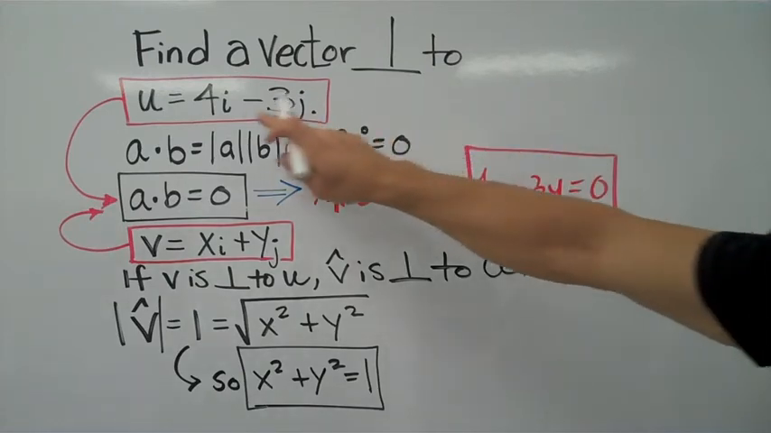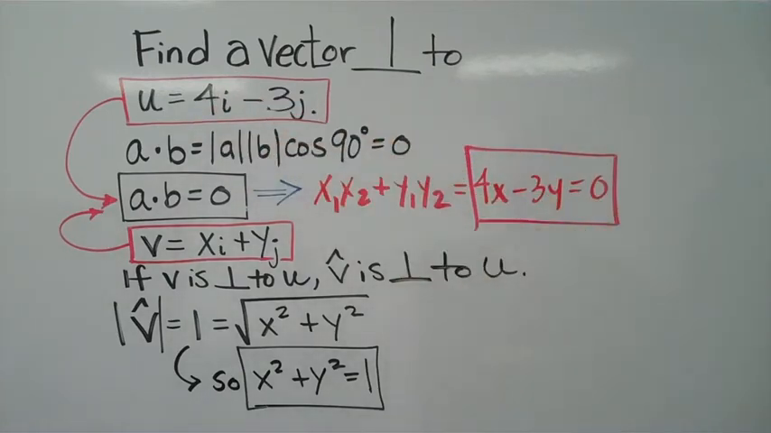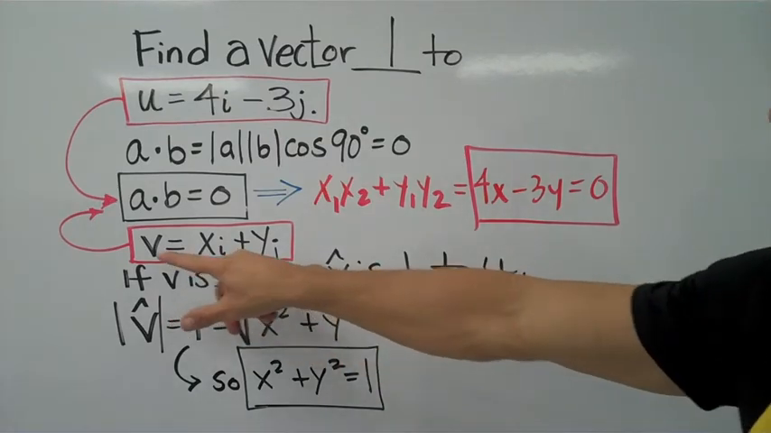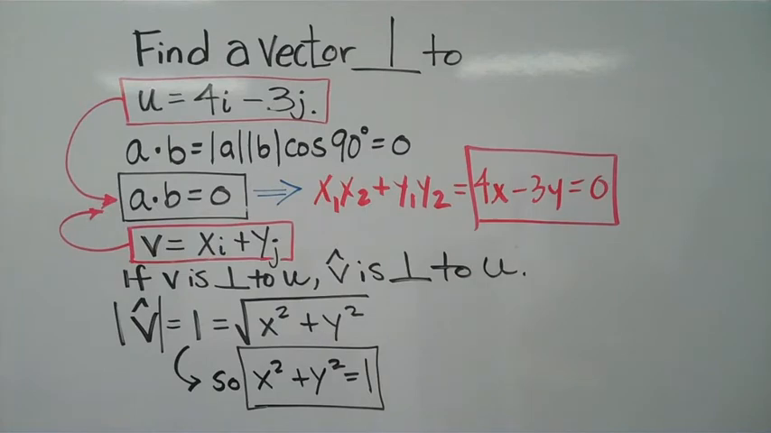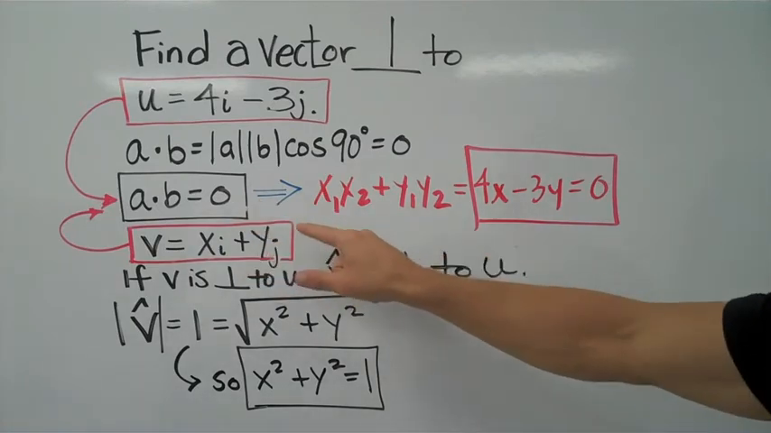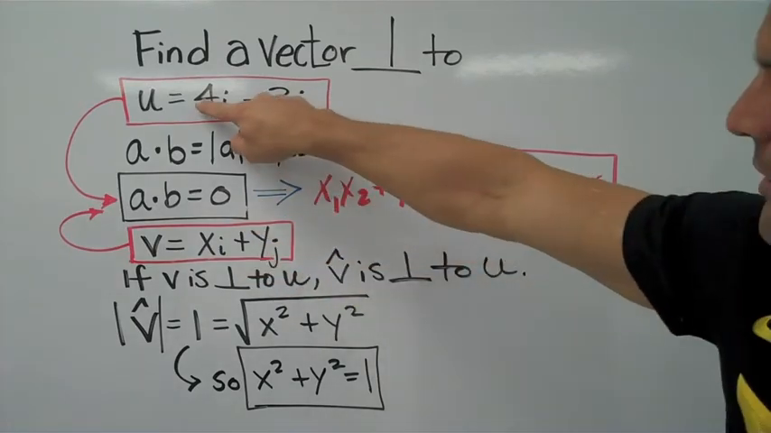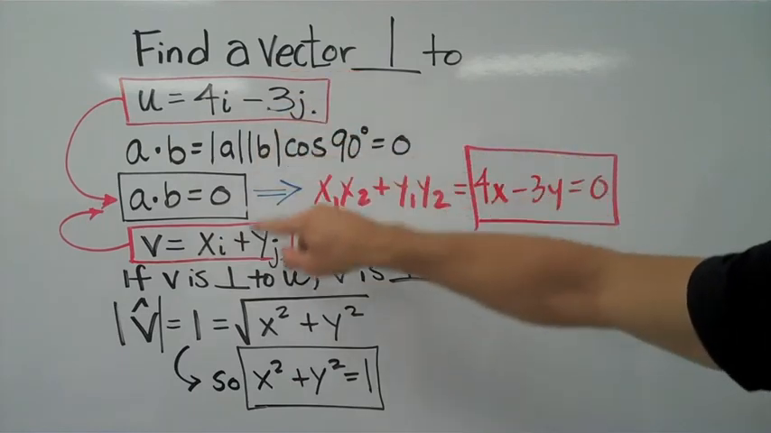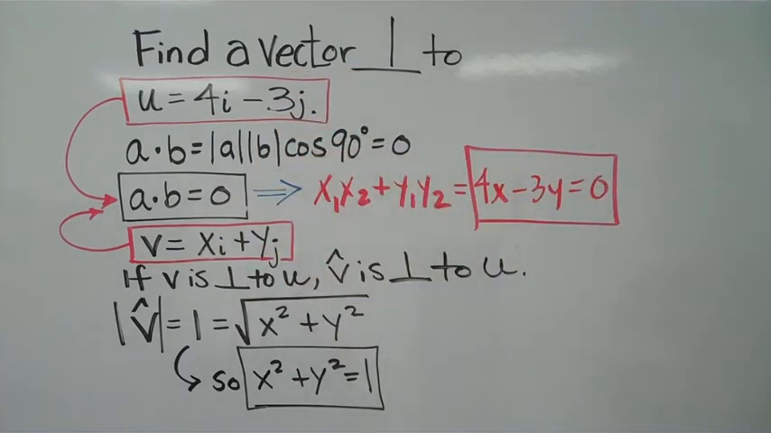Again, the 4 and the negative 3 components were given to me. I don't know what my perpendicular vector will be, so I just call it x and y. But I do know their dot product will equal 0, and when I dot product them up, it's just 4 times x and negative 3 times y, and add them up.